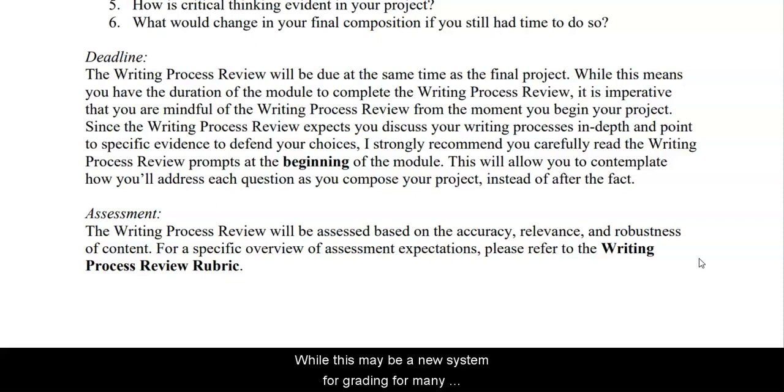While this may be a new system for grading for many of you, we'll continue to reflect on your learning throughout the semester so you can become comfortable with this model. You may also feel free to meet with me at any time to discuss this further. Please do not hesitate to reach out if you have questions about this.